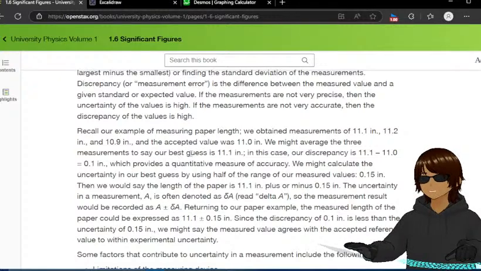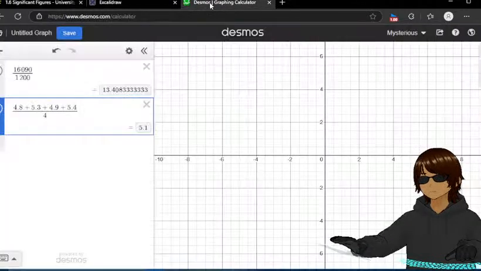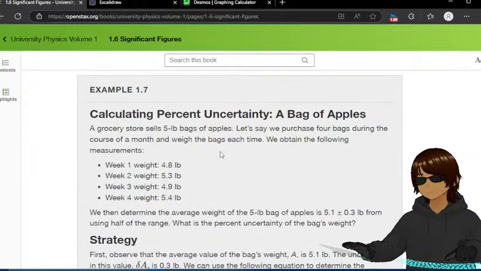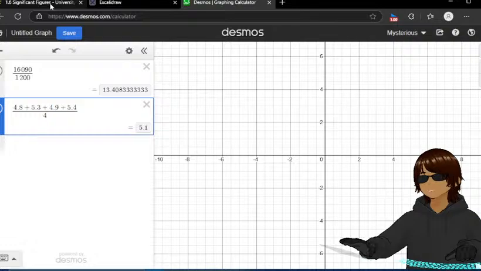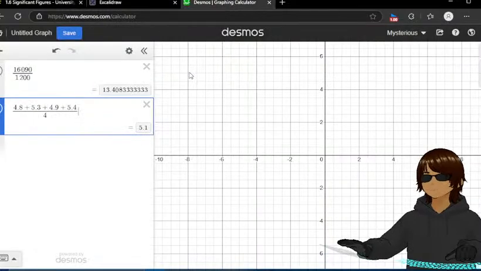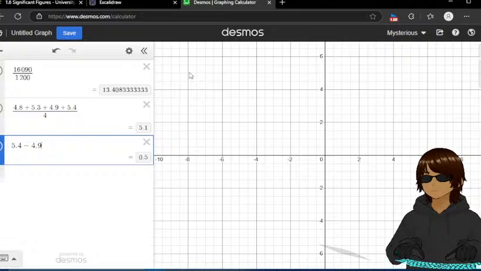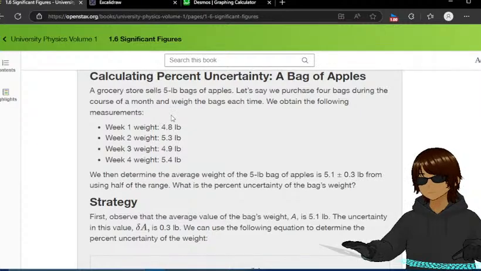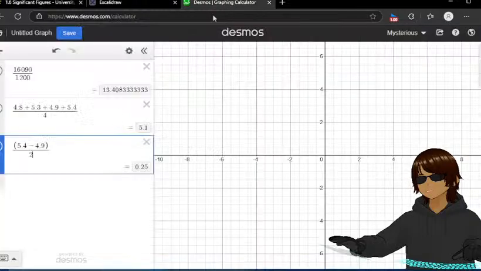We might average the three measurements to say our best guess is 11.1 inches, since our discrepancy is 11.1 minus 11, 0.1. Okay. Discrepancy here is also 0.1, right? 5.1 minus 5. And then the range is 5.4 minus 4.9, divided by 2. So we have 0.25. No, wait. It's 4.8.